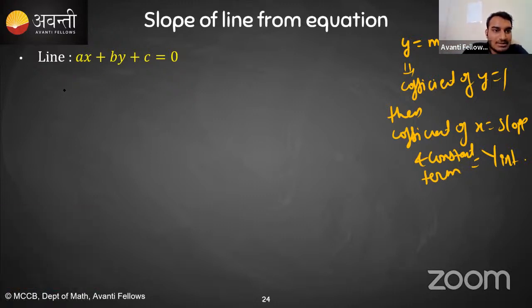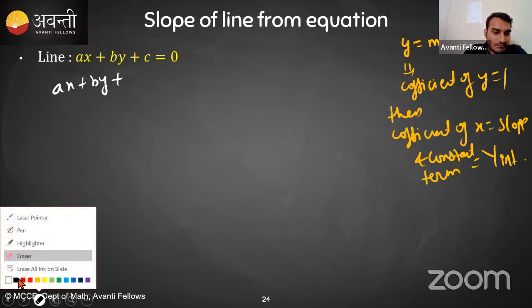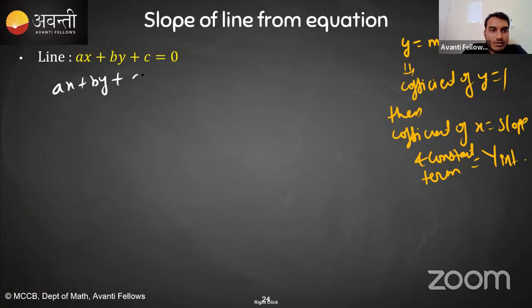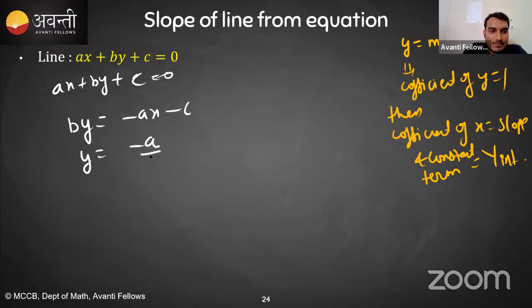This is written as ax plus by plus c is equal to 0, right? So what is by? by is nothing but minus ax minus c. What is y? y is equal to minus a by b x minus c by b. Clear?